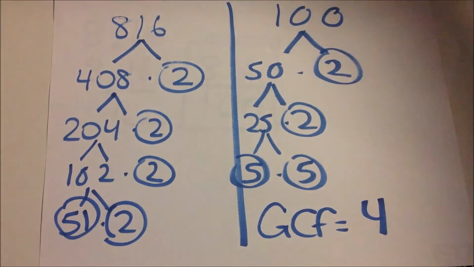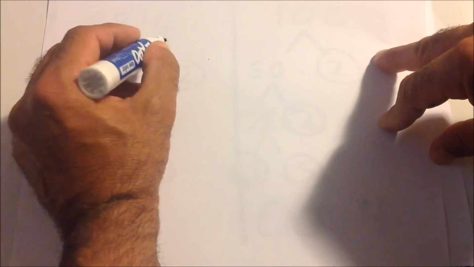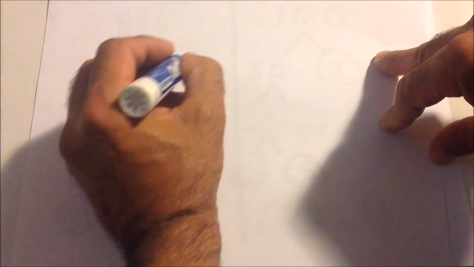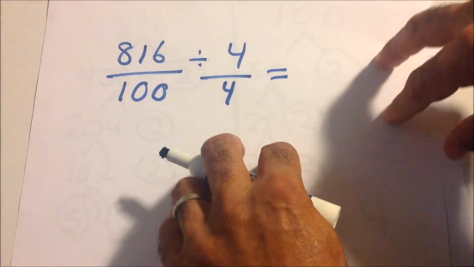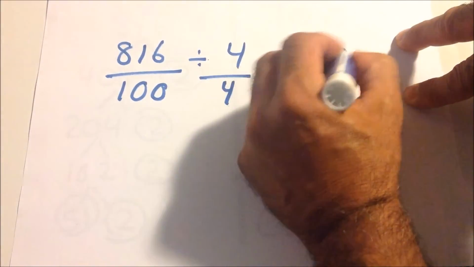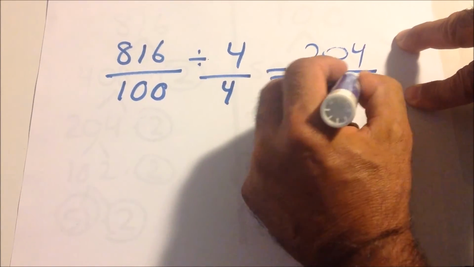So now, we can just divide both numbers by 4, and we'll get the fraction in simplest terms. So you divide by 4 there, divide by 4 there. And then you'll get 204 over 25.